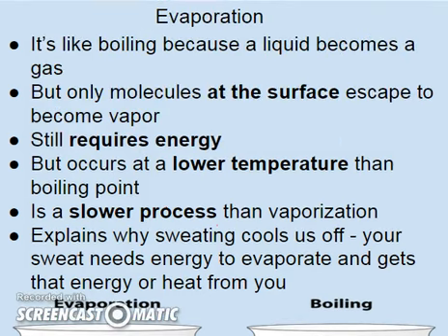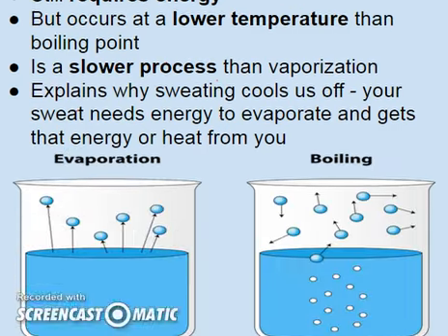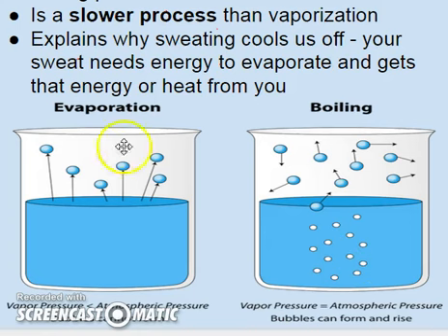So evaporation, this is another phase change that we don't think about because it just happens naturally around us. It's like boiling because a liquid becomes a gas, but it happens at room temperature. So what makes evaporation different, even though it's a liquid going to gas, is it's a much slower process because it's happening at a lower temperature. The molecules at the surface are the ones that escape to become a vapor. So unlike when you're boiling and you're adding heat to the bottom of the pan, and that's the water that's coming up and escaping, with evaporation, it's the particles at the top.